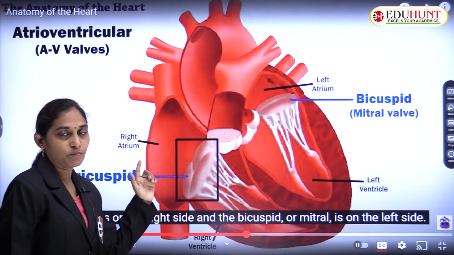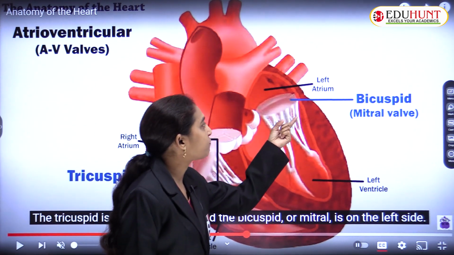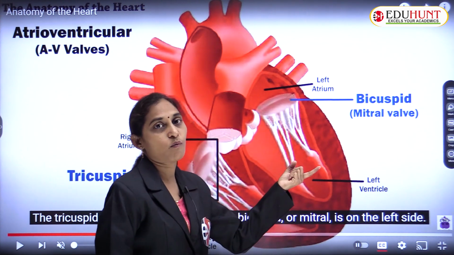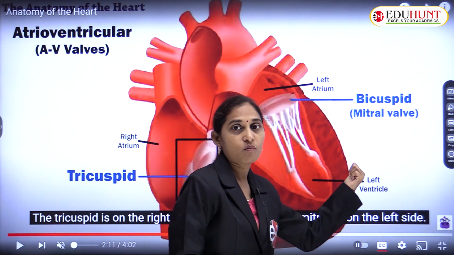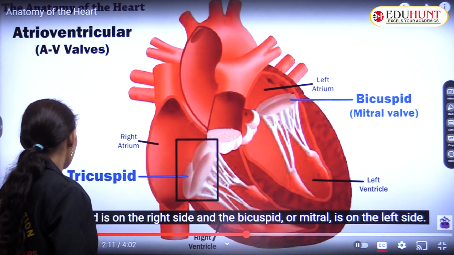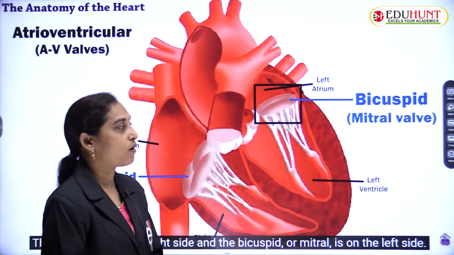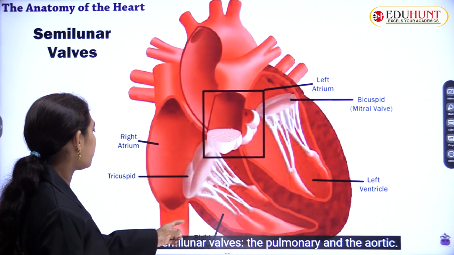It is present between the right atrium and ventricle, and the left atrium and left ventricle are separated by a valve known as the bicuspid valve, also known as the mitral valve. That is the bicuspid valve or the mitral valve.